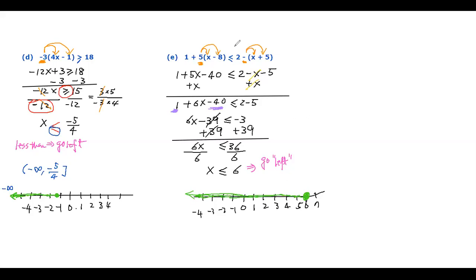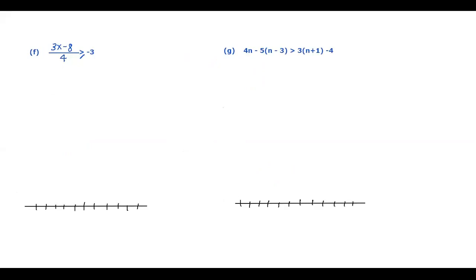So now let's try to write it into the interval form, because this will go to infinity. So how do I write here? Negative infinity to 6. Parenthesis or bracket? Bracket, right? Because it's an equal sign, it's a bracket here. Okay, so now the last two problems here.